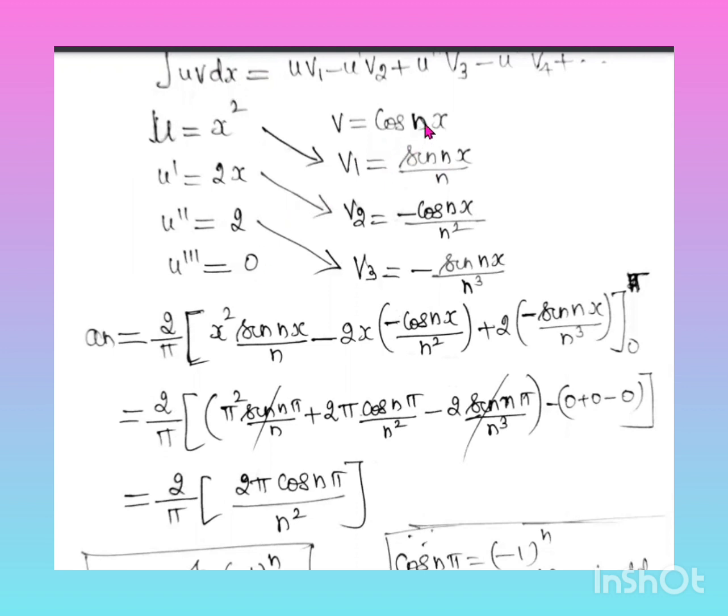v is equal to cos nx. v1 is equal to integrating cos nx, you will get sin nx by n. Integrating sin nx by n, you will get minus cos nx by n square. v3 is equal to minus sin nx by n cube.